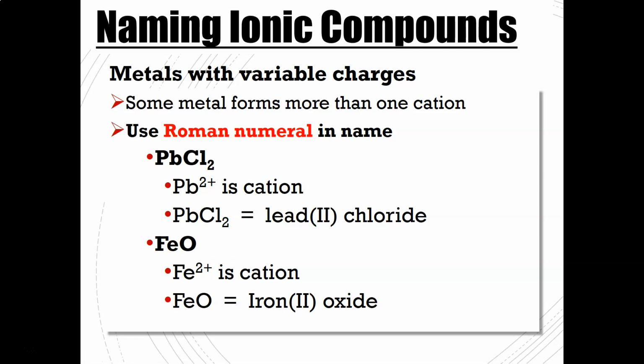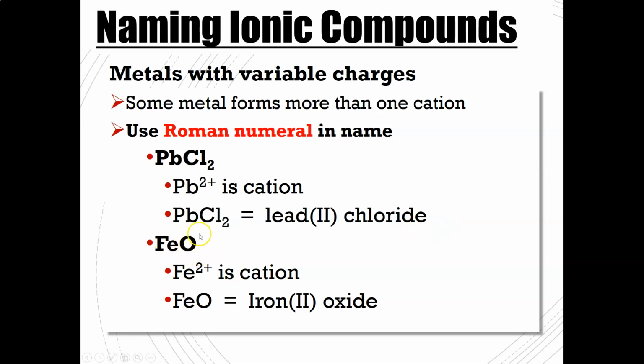So what you have to do is you got to figure it out. I know that chlorine makes a -1 because of its position in the periodic table. There are 2 chlorines. So I have a total of a -2 here. So to balance that out, the lead has to be a +2. So I'm going to use Roman numerals and I'm going to tell people that it was lead 2 chloride.